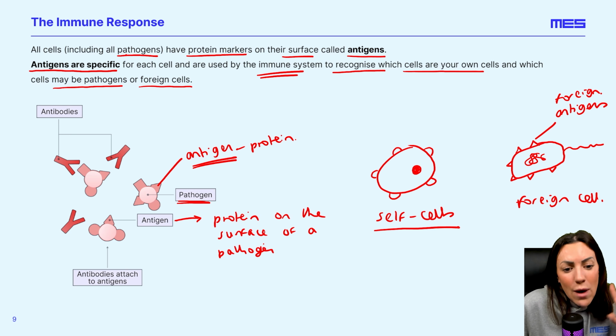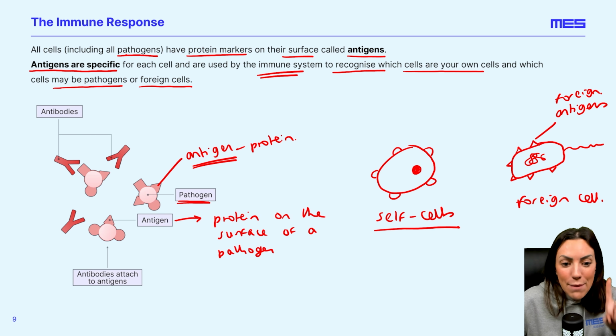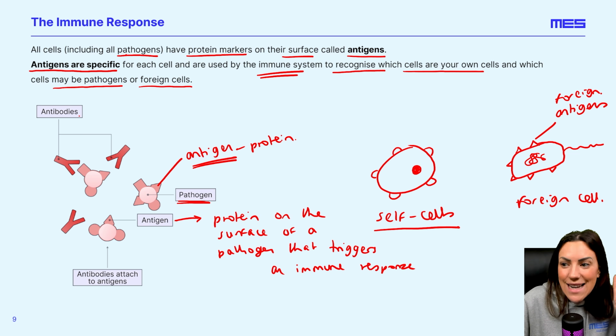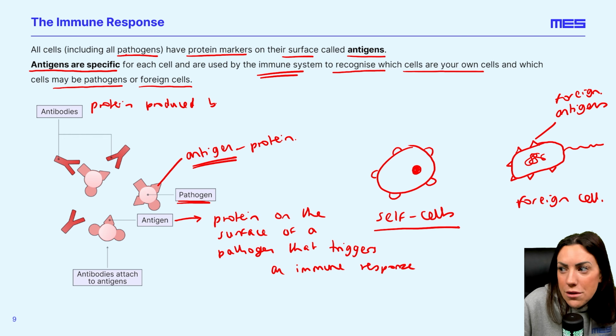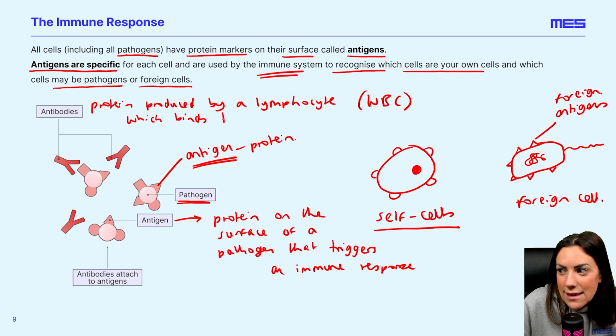I mean, our cells do have them as well, but our antigens are recognized as self-antigens. You know, they're our antigens. But on a pathogen, an antigen is a protein on the surface of a pathogen that triggers an immune response, whereas an antibody is a protein produced by a lymphocyte, which remember is a type of white blood cell, which binds to an antigen to destroy the pathogen.